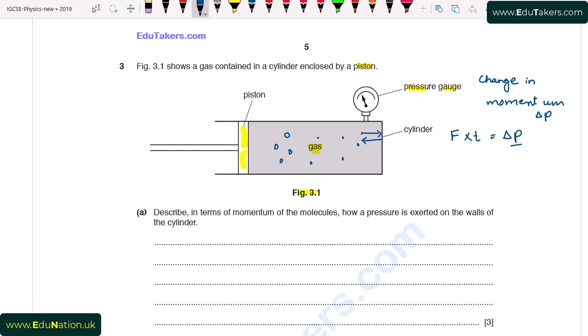So when there is a change in momentum, there will be a force that these gas molecules exert. So when there is a force, we know that P, that is pressure, is equal to force per unit area. When there is a force, there will be pressure that is exerted by the gas molecules on the cylinder.